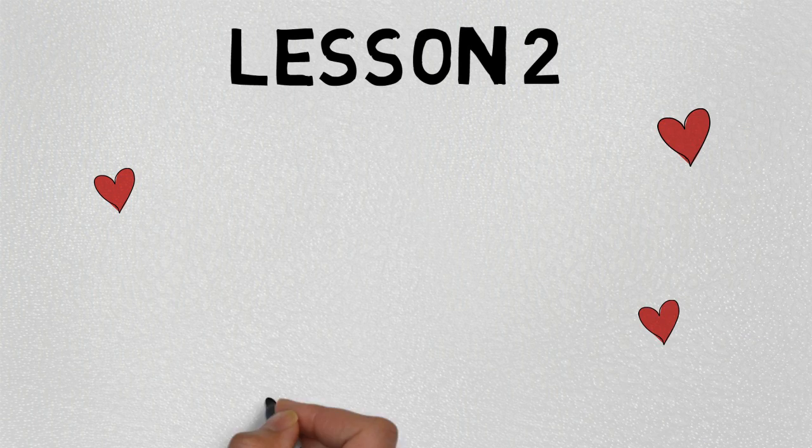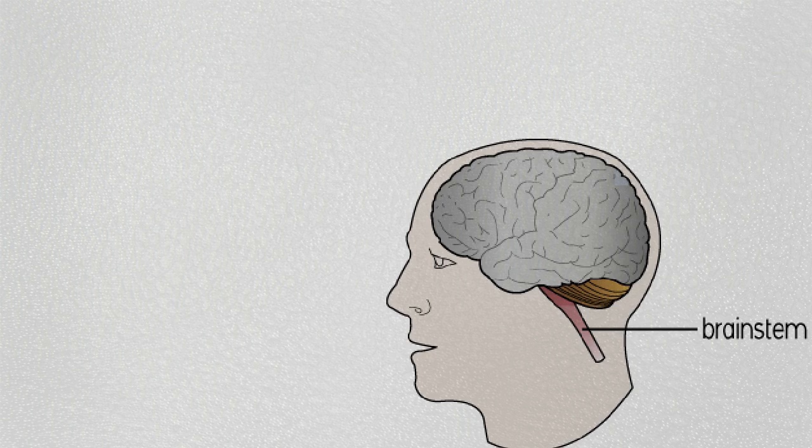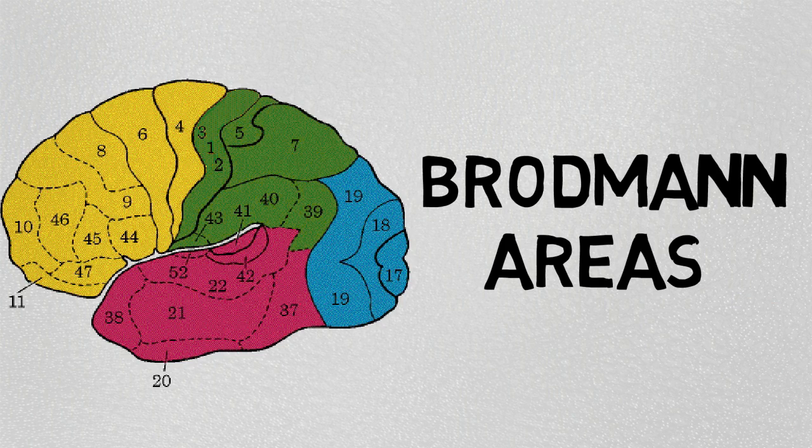The second lesson was about the most complex and magnificent organ in the human body, the brain. We learned about the different regions of the brain, such as the brainstem and the cerebellum. Brodmann areas were also introduced in this lesson.